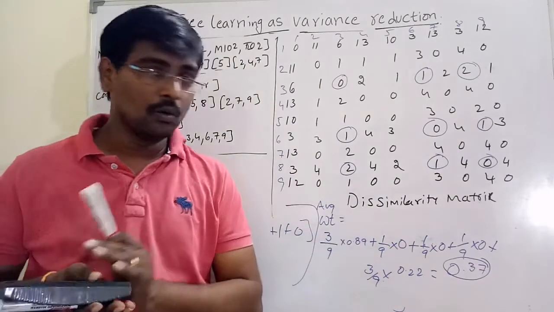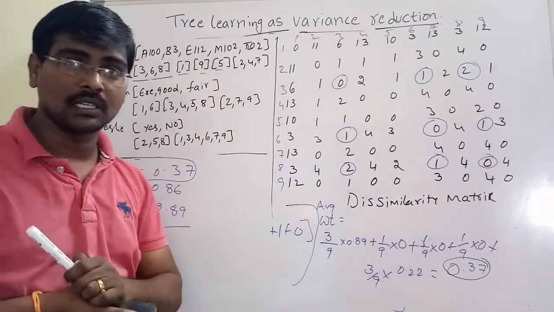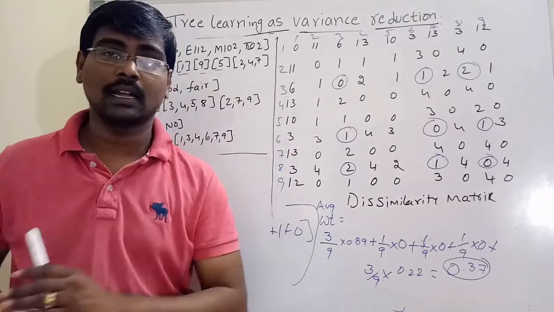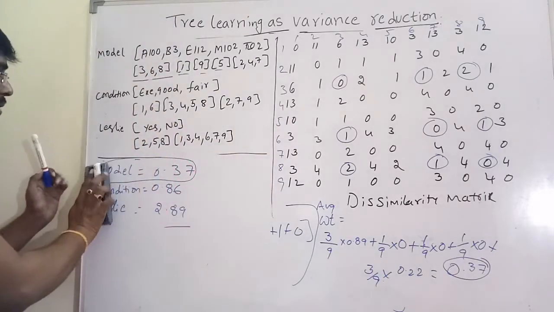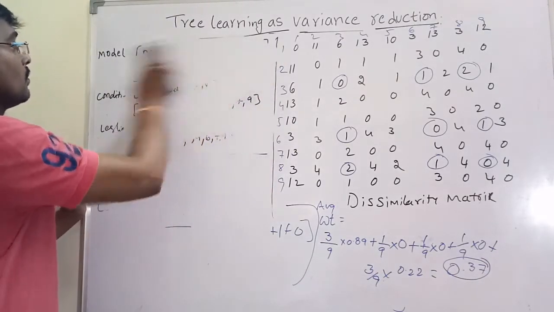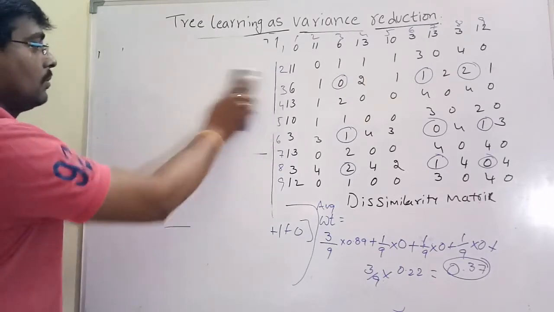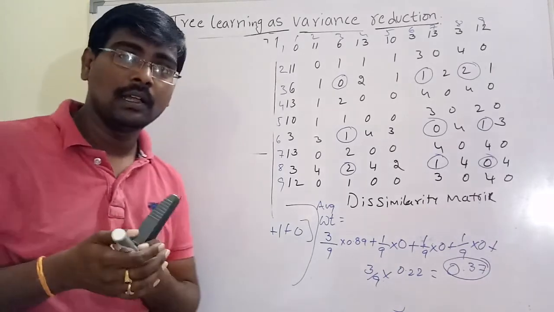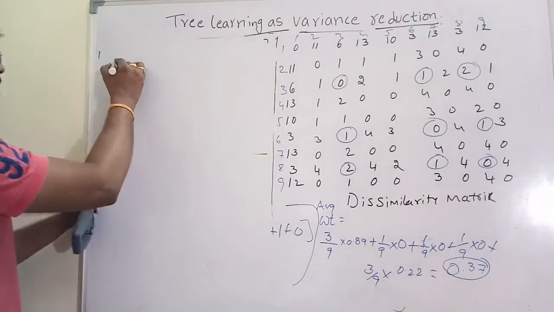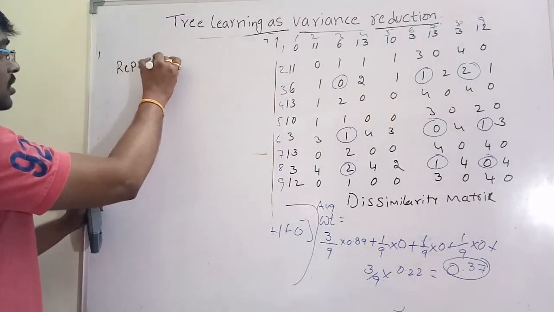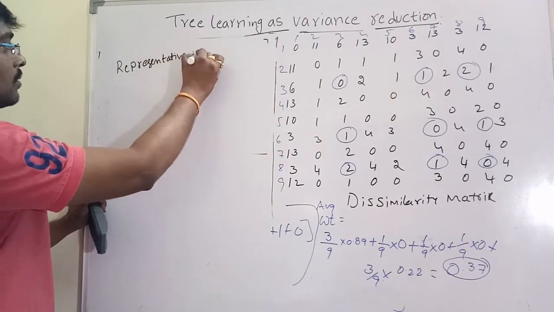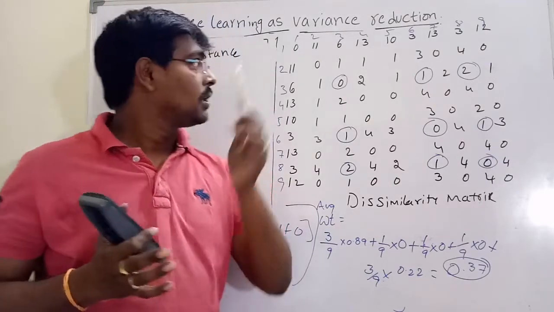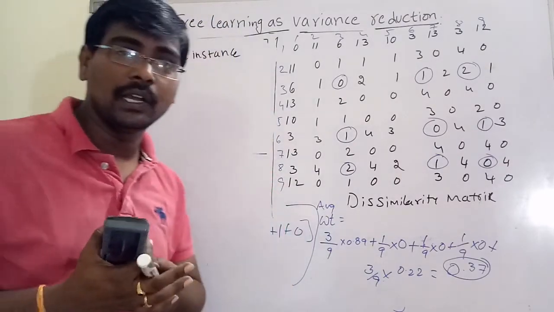Now one question is, how are we labeling the clusters? Suppose a cluster tree is constructed. How do we label the clusters? Remember, the clusters are labeled by using a representative instance.